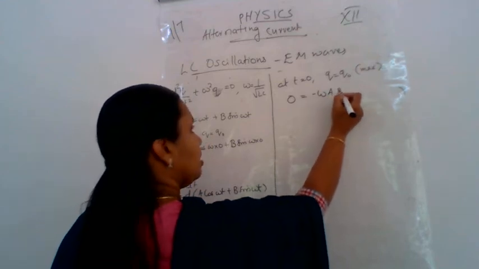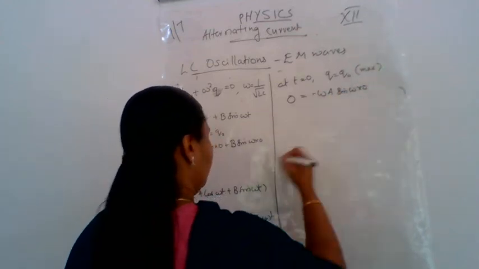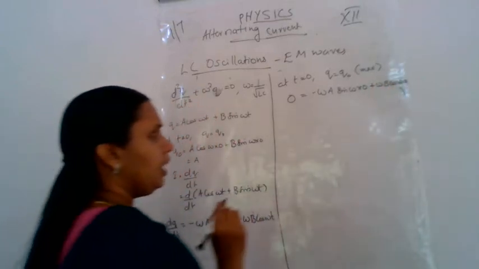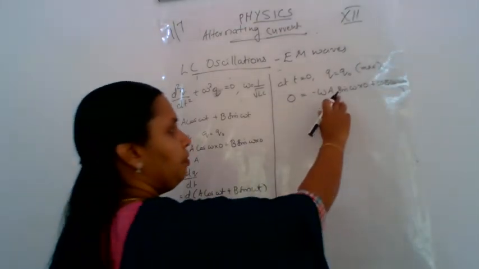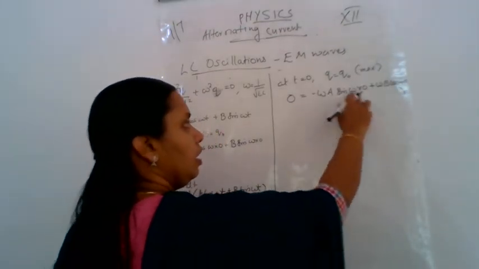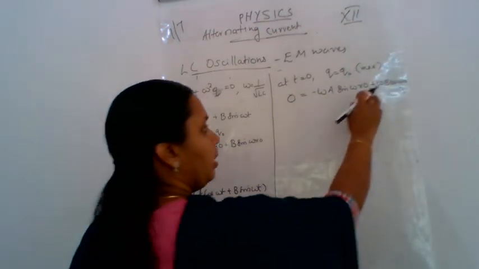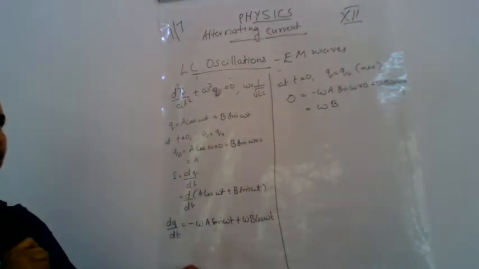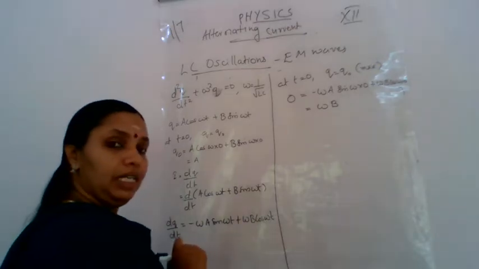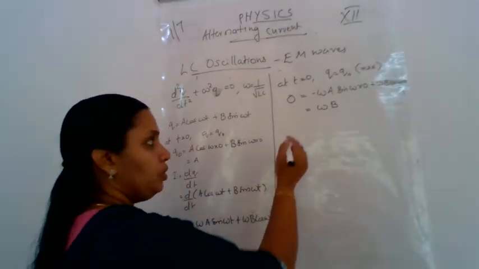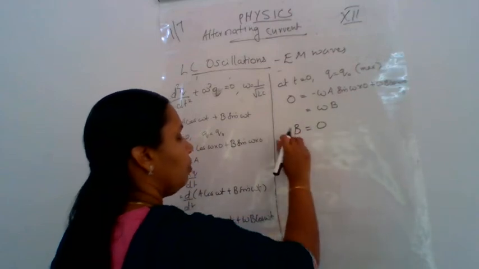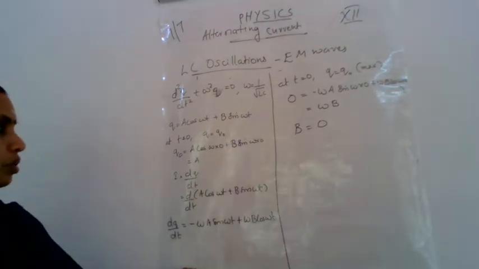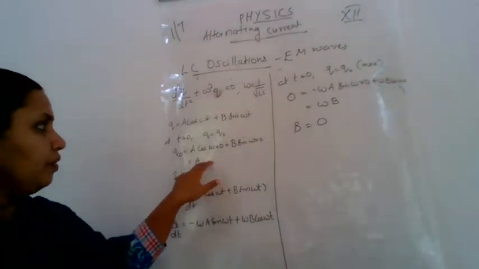Minus omega a sin omega into 0 plus omega b cos omega into 0. t is 0. Okay. So what happened to the first term? The first term will be 0, isn't it? Sin 0 is 0, and only we have the second term, that is omega b cos 0, and cos 0 is 1. Omega b is 0, omega is not 0, so we can write b equal to 0. Okay, that is the second term, that is the sine term will be equal to 0.